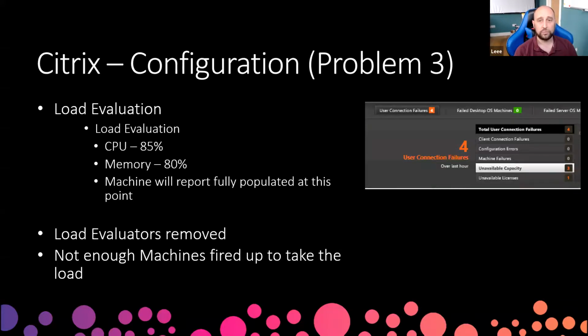The problem was really compacted by the fact that the storage wasn't performing for profile loads or attaching VHD, so that logon period was just extended, and that just snowballs. Anyone that does performance testing will know you want your login as short as possible so that you're not snowballing that into the next one and impacting performance. And that's what was happening here. So we just turned off the load evaluators and we added enough machines to cope with the load. That was a nice simple one.